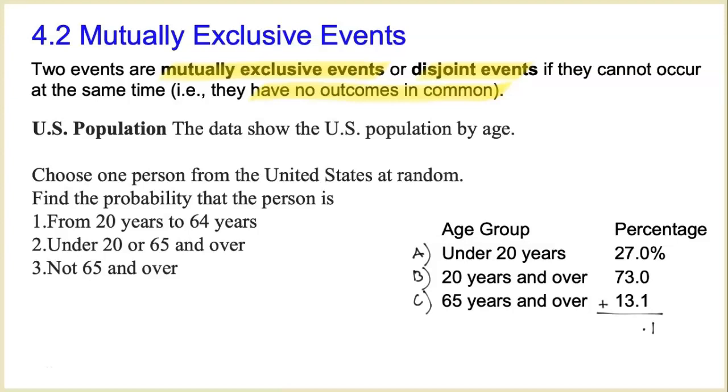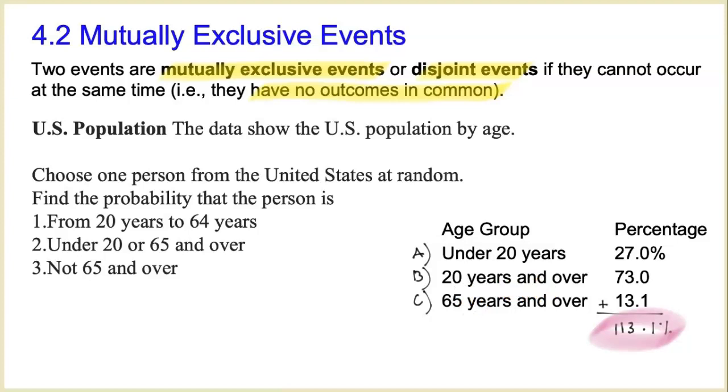If we were to add those together, then we get more than 100%. So that is an indication of an issue where we don't have mutually exclusive events. There must be something in common here, because it's greater than 100%. It's not possible for us to have 113% of the people represented in that table. So there clearly is some overlap here, and that overlap will be for events B and C, because event B is 20 years and older and event C is 65 years and older. So these 65 years and older individuals are included in event B as well.